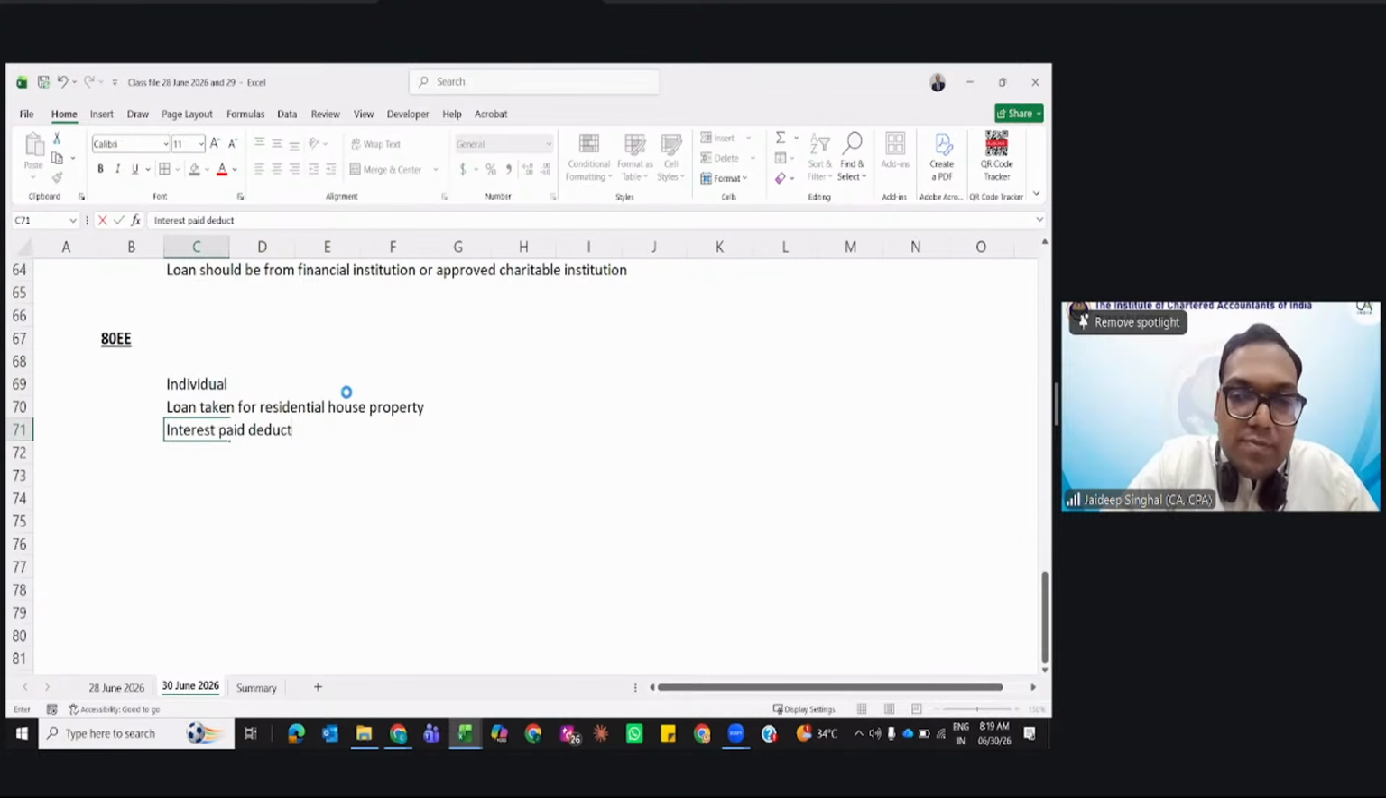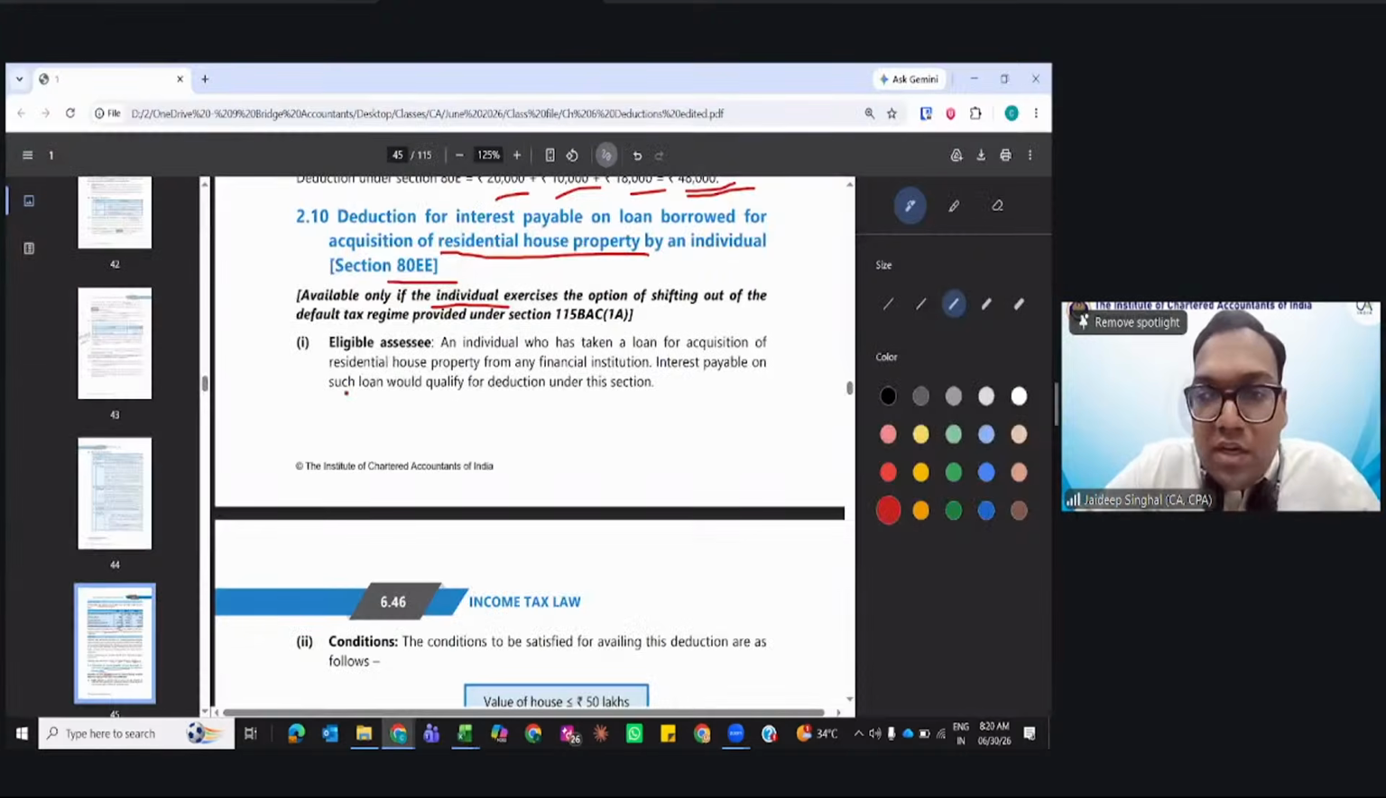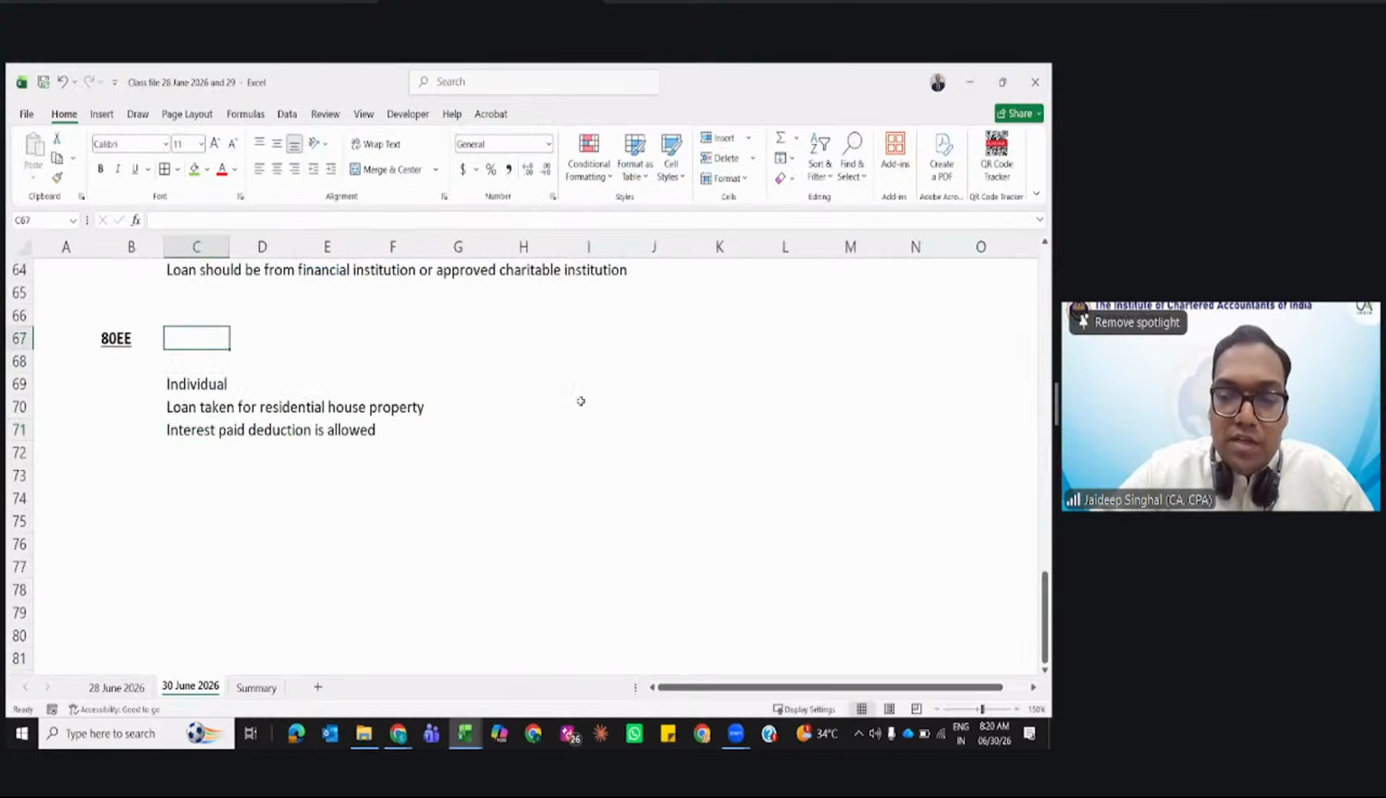Interest paid deduction is allowed. Right? Now, it is a loan for residential house property interest.